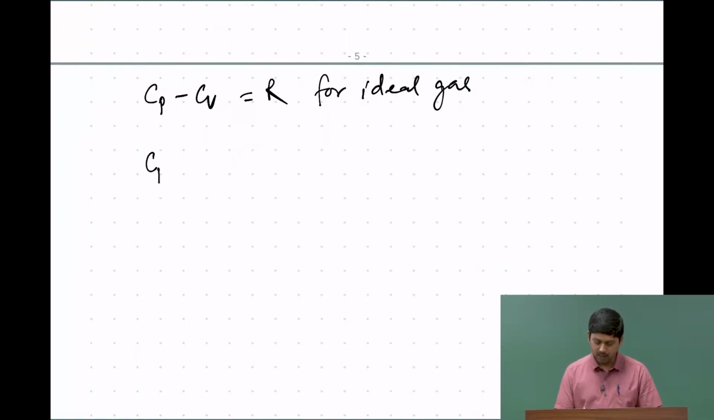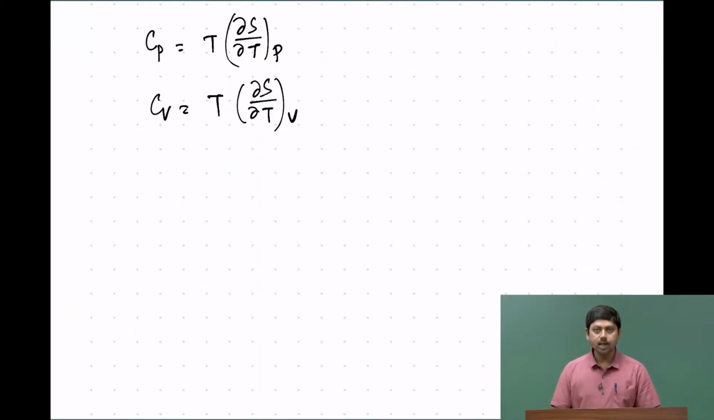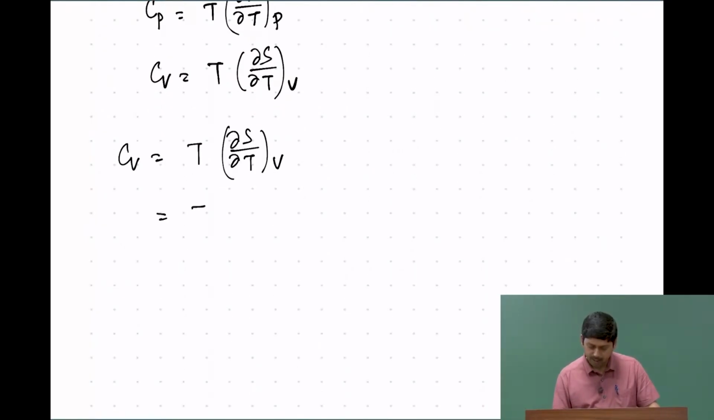So, you know Cp is T del S by del T at a constant P, and Cv is T del S by del T at a constant V. We can start with any of them and see whether the other one comes up or not. So, we will start with Cv. Cv is T del S by del T at a constant V. Now, since we have that, we can immediately write the Jacobian form as del (S, V) by del (T, V).